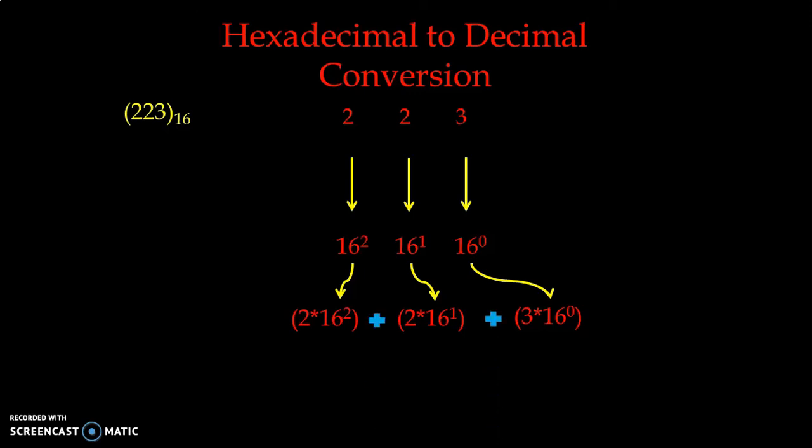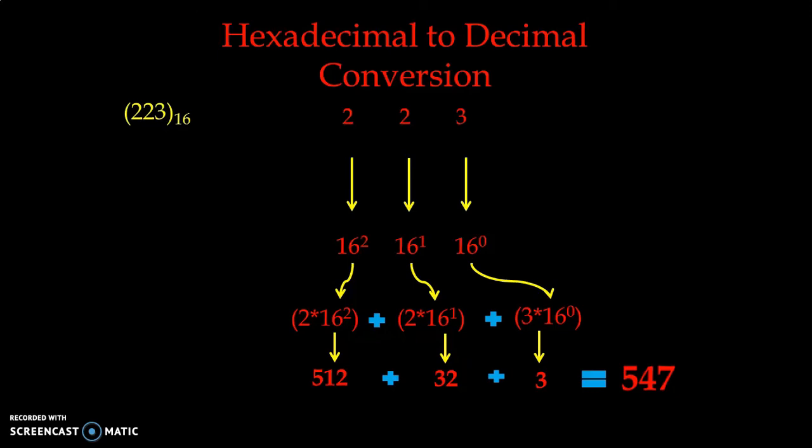Now if we do the multiplication and simplification, then 2 multiplied by 16 raised to power 2 comes to 512, because 16 raised to power 2 is 256, and if we multiply by 2, it comes to 512. Then 16 raised to power 1 is 16, multiplied by 2 comes to 32, and 16 raised to power 0 is 1, multiplied by 3 is 3. So if we do the addition of 512 plus 32 plus 3, then the answer is 547. So 547 is the equivalent decimal number.